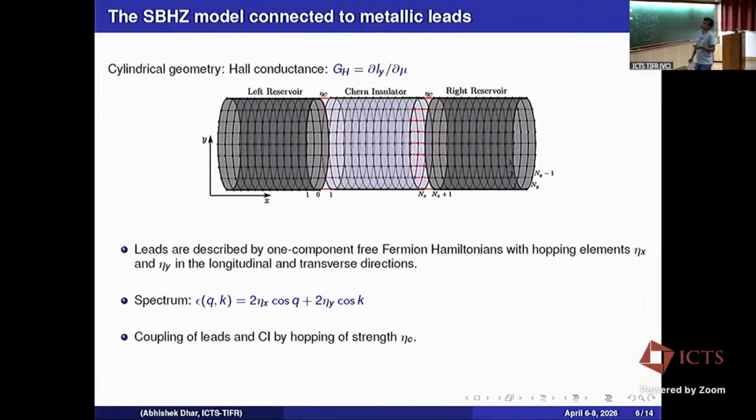Now we connect it to this left reservoir and right reservoir. In the reservoir, it's just a simple square lattice, so there's a spectrum which looks like this. Eta x is the coupling in the x direction, eta y is the coupling in the y direction. These are the parameters in the leads. And out here, there's some coupling which is eta c. Now the question is, when I look at this conductance, does it depend on all these parameters? Does the lead play any role in changing the quantization?